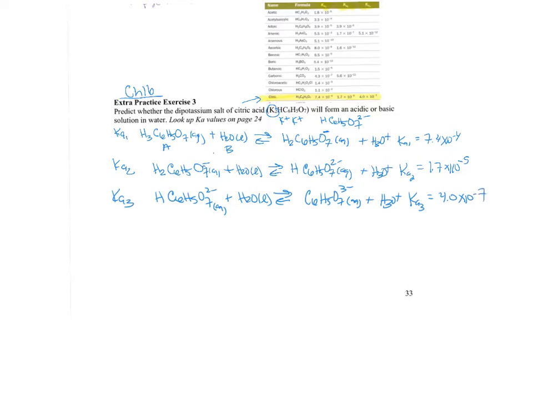So now the question is asking, will the HC6H5O7 2 minus ion be acidic or basic? So if it's acidic, we have a Ka value of 4 times 10 to the negative 7th. And I know it'll be acidic if my Ka for that amphoteric species is larger than the Kb. So the reason this is a valid question is because HC6H5O7 2 minus is amphoteric. It can act as an acid or a base. So as an acid, we have a Ka of 4 times 10 to the negative 7th. Well, let's figure out what is the Kb, and we can compare.